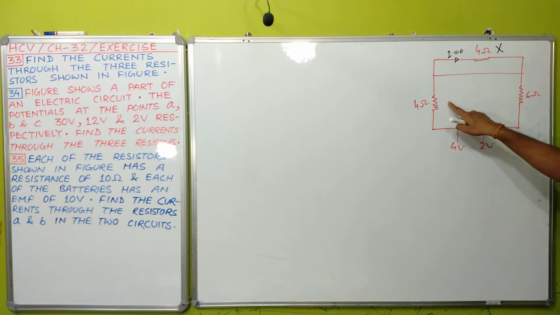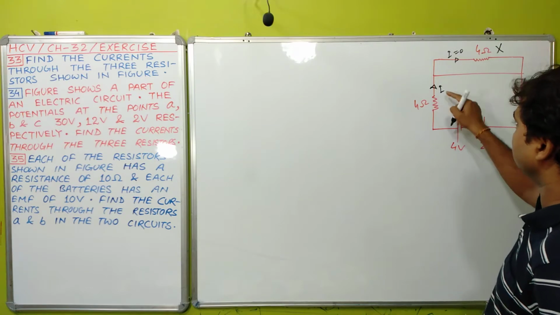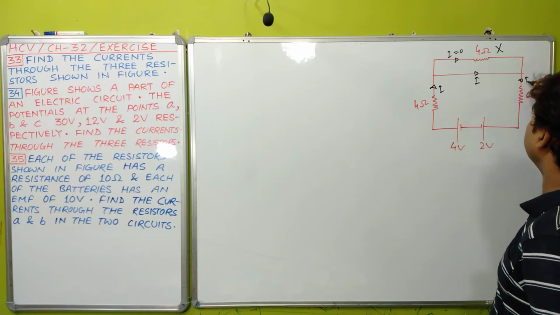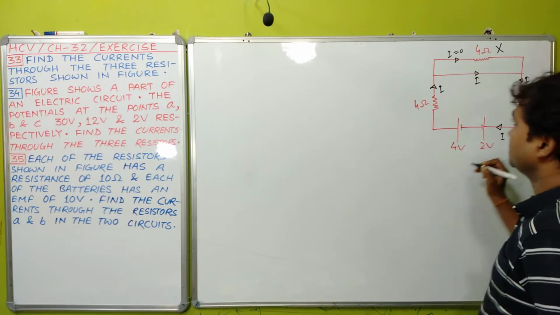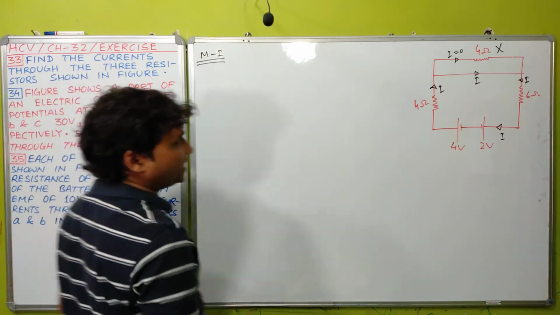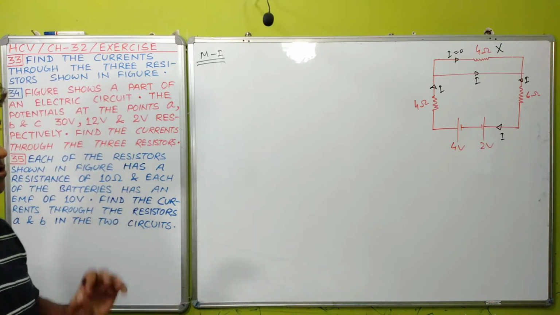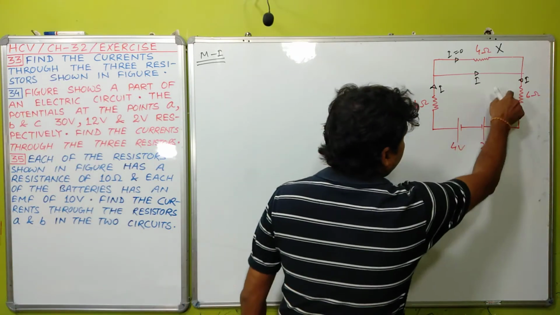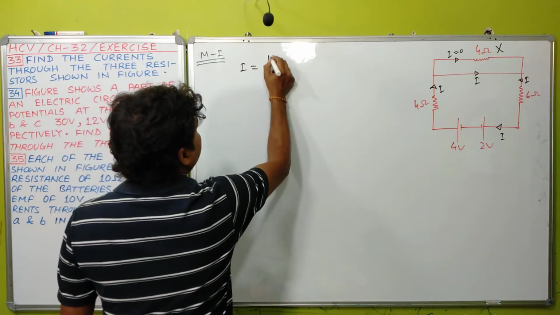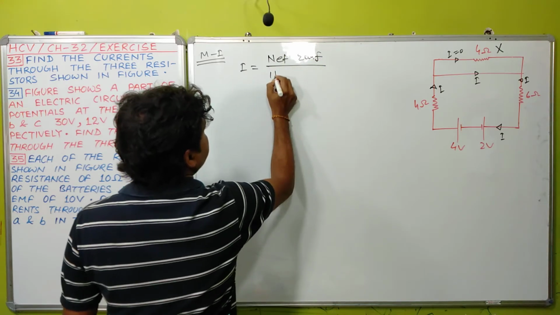Now for these two resistors, suppose the current flowing through them is I, and the same current will flow like this. You can find the value of I by two methods. In fact, there may be a lot of methods, but we are going to see just two here. How to find the value of I? From Ohm's law, I equals net EMF divided by net resistance.